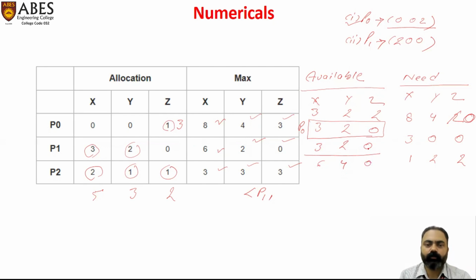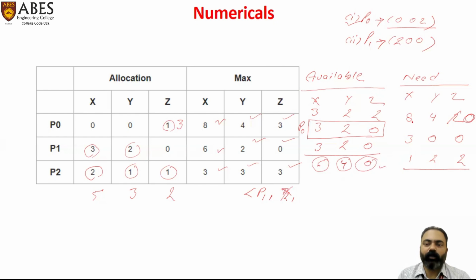Now check for the next process P2. The need of P2 is 1, 2, 2. Can we satisfy this 1, 2, 2? As we can see, here are six instances of resource type X, 4 instances of resource type Y. That will be okay. Here demand is 1 and 2. But P2 needs 2 instances of Z type also. We lack in this. So we cannot execute P2.